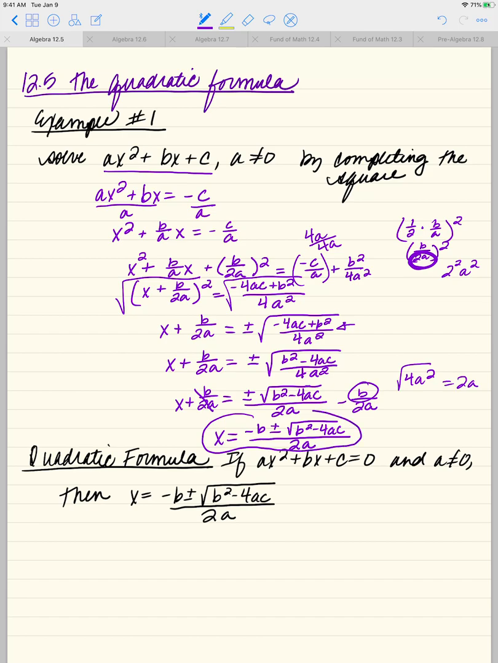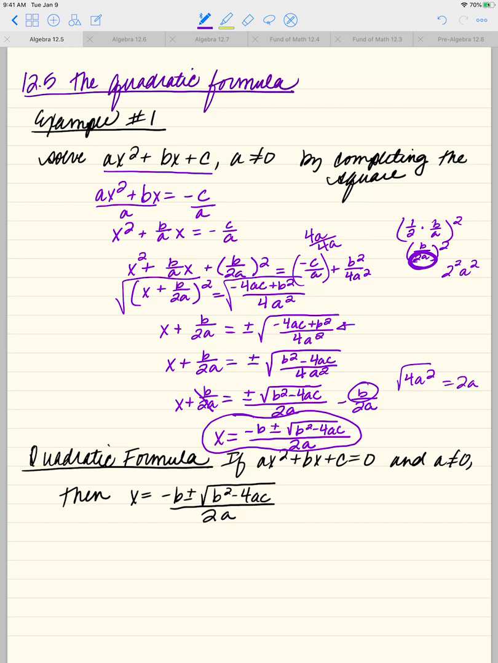And here it is. And guess what? This is the quadratic formula. So if ax squared plus bx plus c is equal to 0 and a does not equal 0, then x is equal to negative b plus or minus the square root of b squared minus 4ac over 2a. This is the quadratic formula. I will not make you memorize this formula.